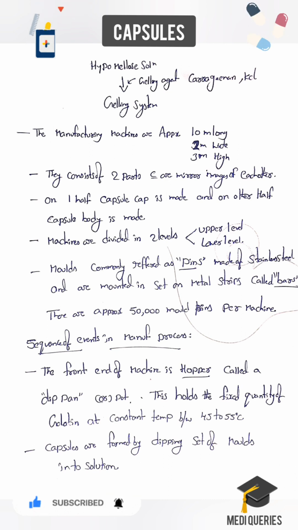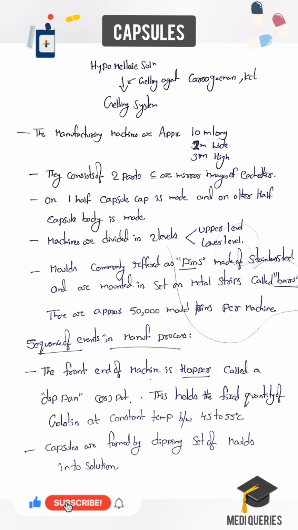The manufacturing machines are approximately 10 meters long, 2 meters wide, 3 meters high. It mainly consists of two parts which are mirror images of each other. On one half the capsule cap is made, and on the other half the capsule body is made. So here the machines are divided in two levels, that is upper level and the lower level.